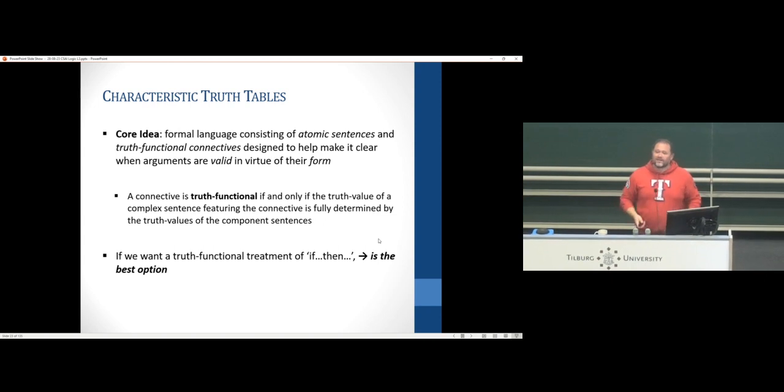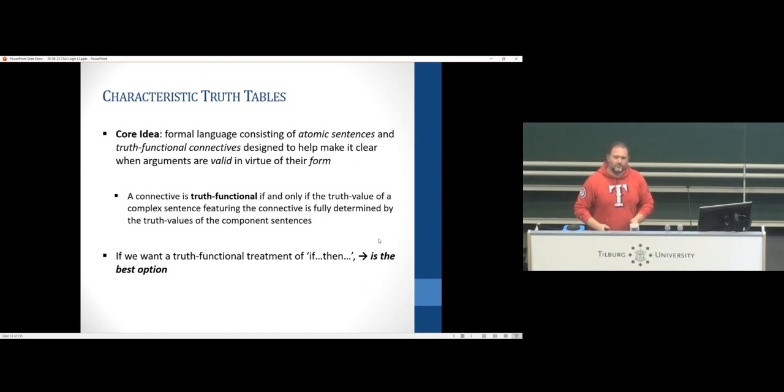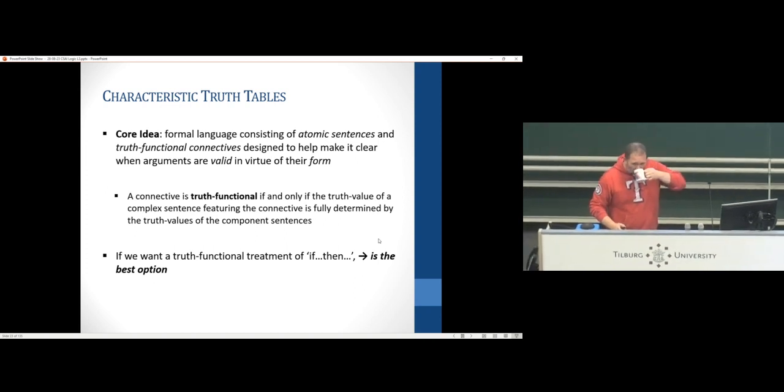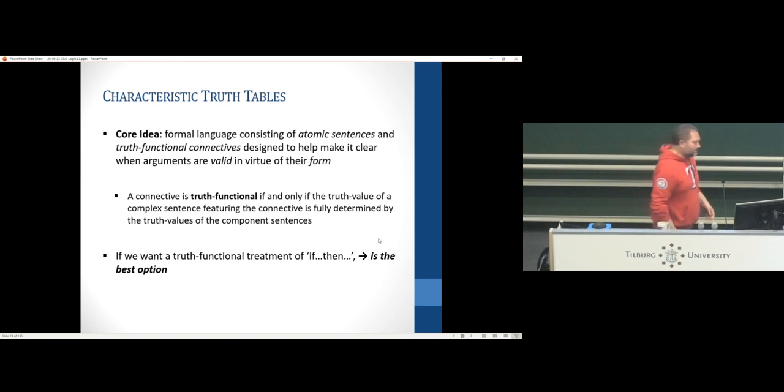Yeah. Would it be wrong to symbolize the sentence "if there are exactly 15 people in this lecture room, then there are exactly 5,000 people in this lecture room" as a conditional B and not A and B?